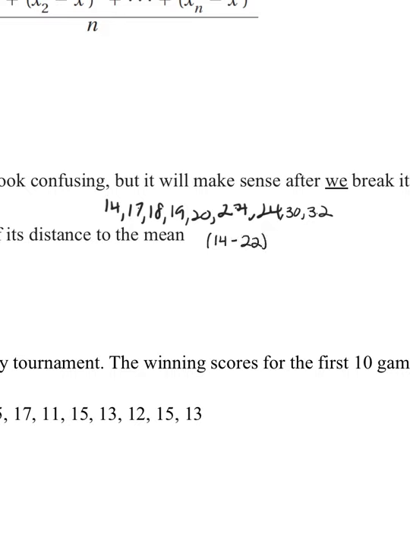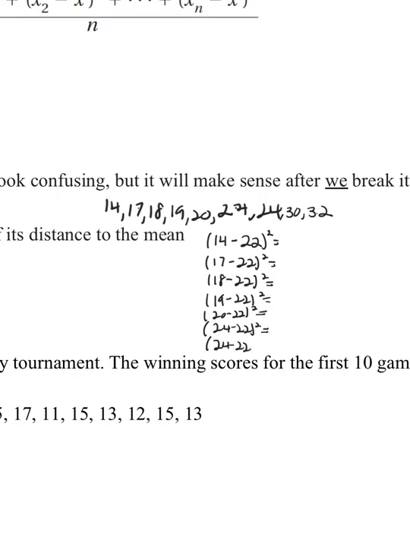Since the mean was 22, we're going to do 14 minus 22 and then square that result. And then we'll do our next one. 17 minus 22 squared. 18 minus 22 squared. 19 minus 22 squared. 20 minus 22 squared. 24 minus 22 squared. 24 minus 22 squared. 30 minus 22, sorry, squared. And then last one was 32 minus 22 squared.